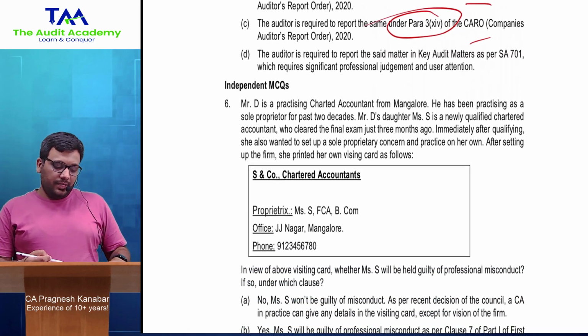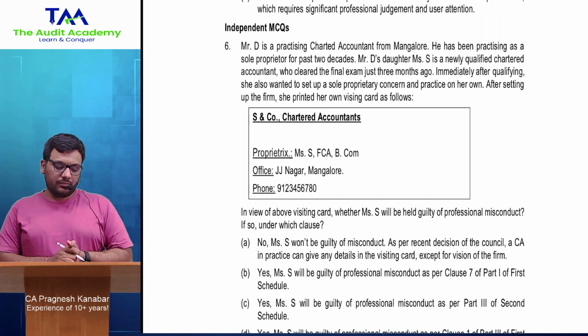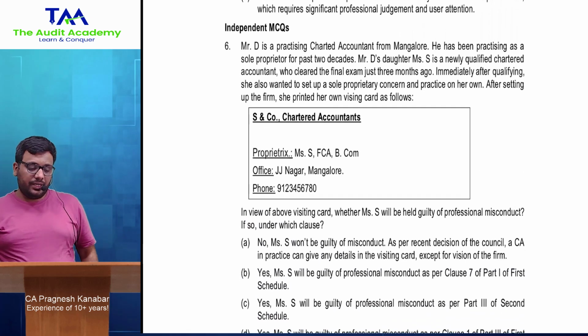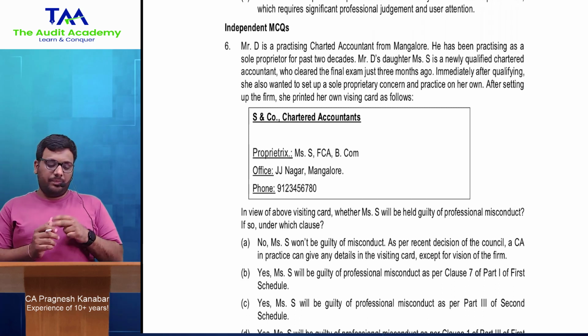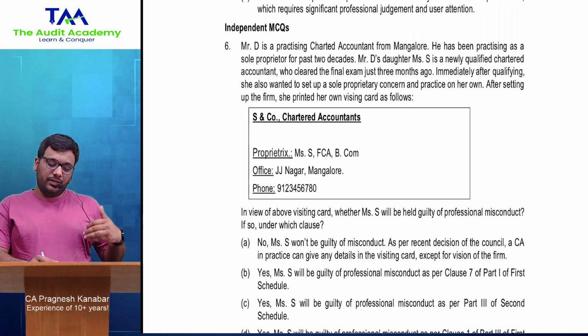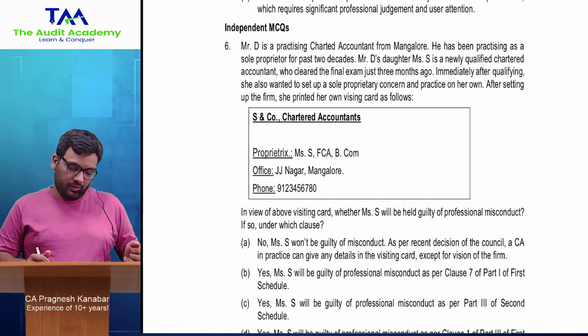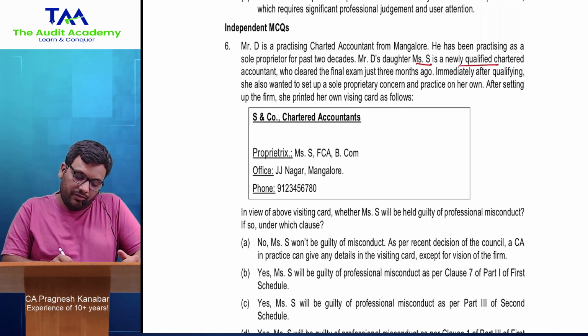Okay, now there are some independent MCQs and there are really good MCQs that they have given over here. Mr. D is a practicing chartered accountant from Mangalore. He has been practicing as a sole proprietor for the past 2 decades. Mr. D's daughter Miss S is a newly qualified chartered accountant who cleared the final exam just 3 months ago.